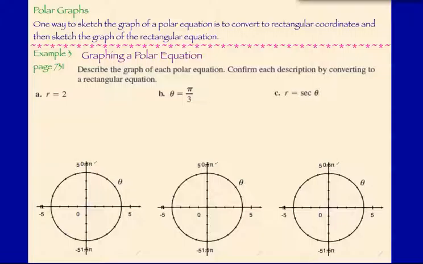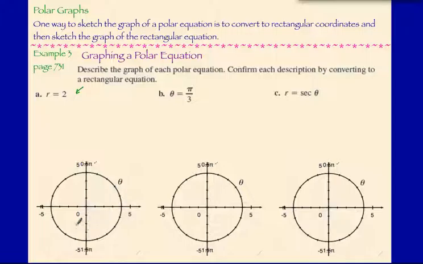Now let's see how we can graph a polar equation. One way to sketch the graph of a polar equation is to convert to rectangular coordinates and then sketch the graph of the rectangular equation. Notice here that all we're given is r equals 2, which means that all we're really going to be graphing is a circle of radius 2.